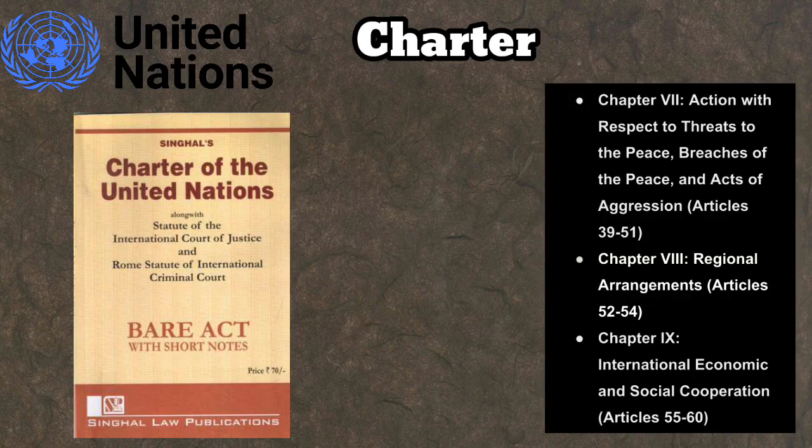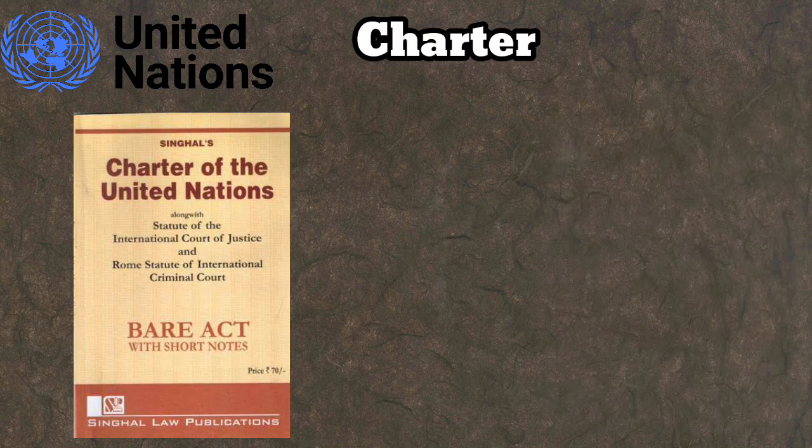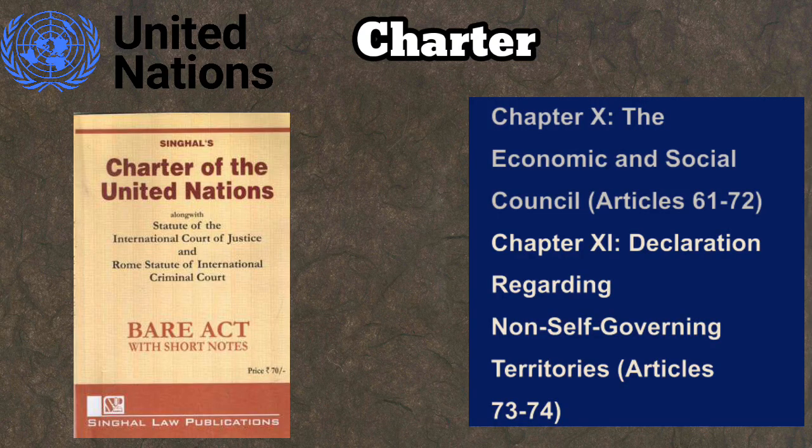Chapter 7. Action with respect to threats to the peace, breaches of the peace, and acts of aggression, Articles 39 to 51. Chapter 8. Regional Arrangements, Articles 52 to 54. Chapter 9. International Economic and Social Cooperation, Articles 55 to 60.